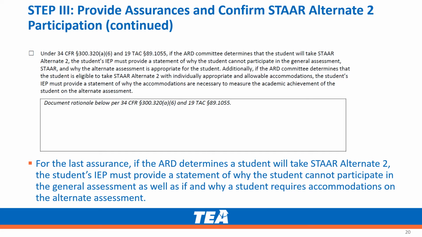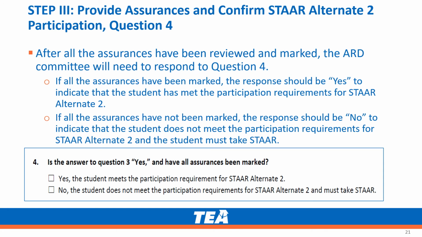For the last assurance, the ARD committee determines a student will take STAAR Alternate 2. The student's IEP must provide a statement of why the student cannot participate in the general assessment, as well as if and why the student requires accommodations on the alternate assessment. After all assurances have been reviewed and marked, the ARD committee will need to respond to question 4. If all of the assurances have been marked, the response should be yes, to indicate that the student has met the participation requirements for STAAR Alternate 2.